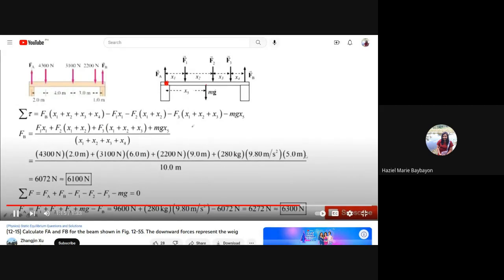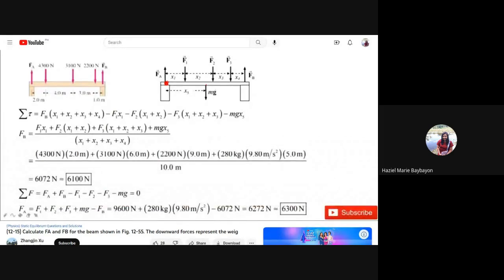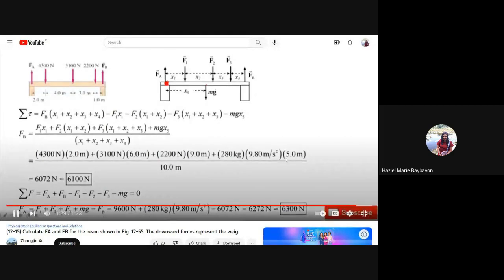The next one, we need to find FA and FB. FB is known, so we can find FA. Consider the net force is zero. So all the force up minus all the force down, these functions. Then you can get the function for FA and get final answer there. Thank you.